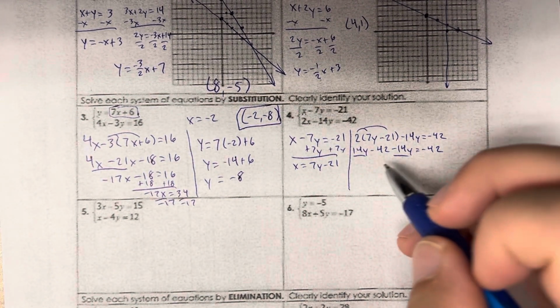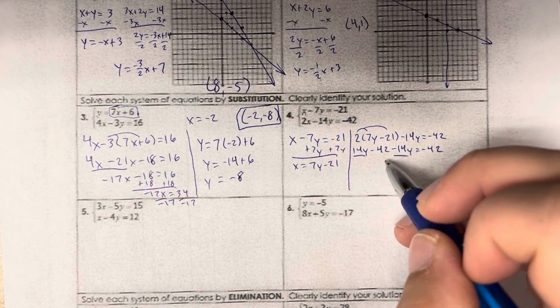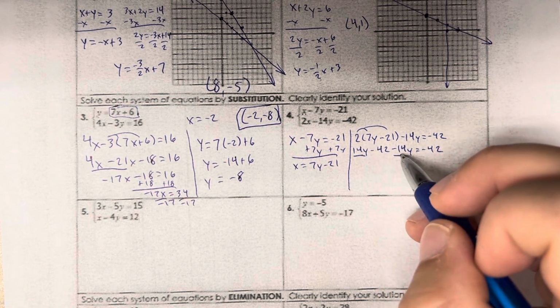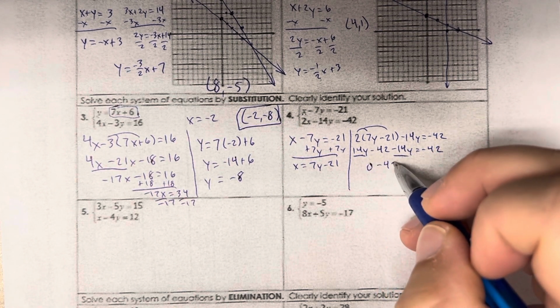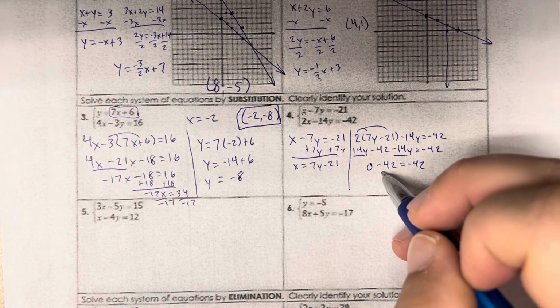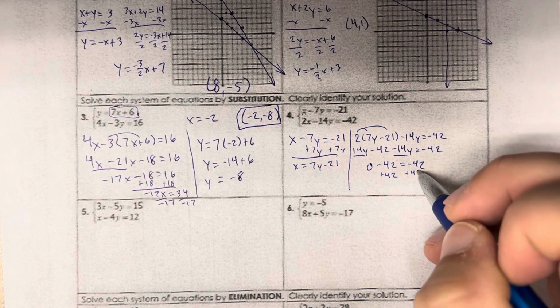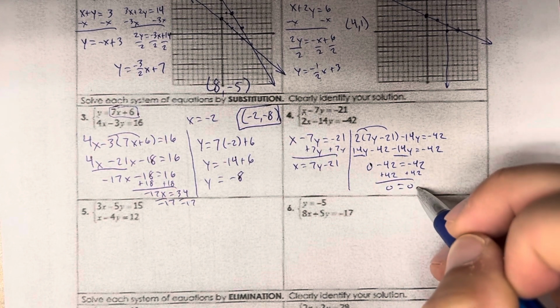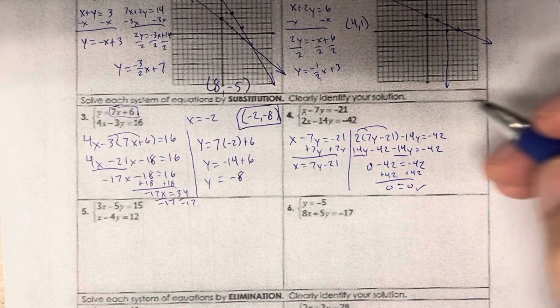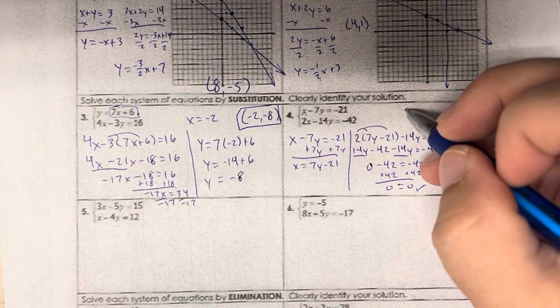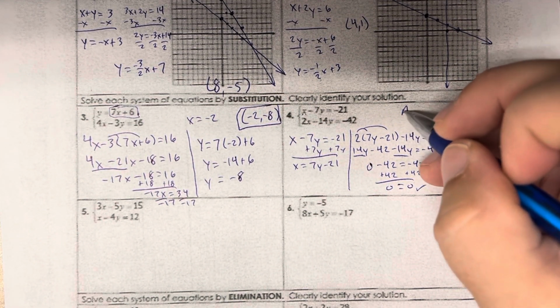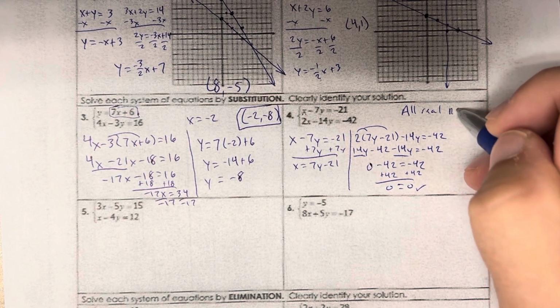So this is one of the special cases. The 14y's end up canceling out because you have 14y minus 14y. So that's 0 minus 42 equals negative 42. Then we'll add 42 to get 0 equals 0, which is a true statement. And so this is infinitely many solutions, so all real numbers.